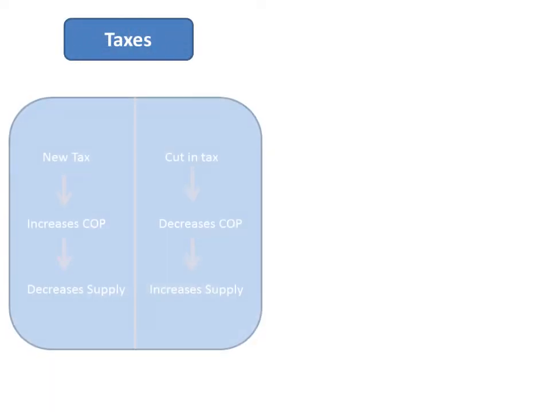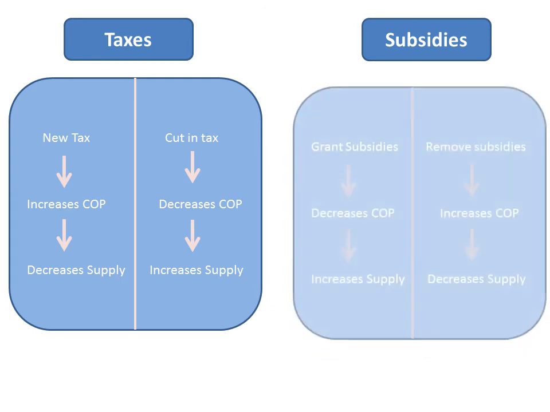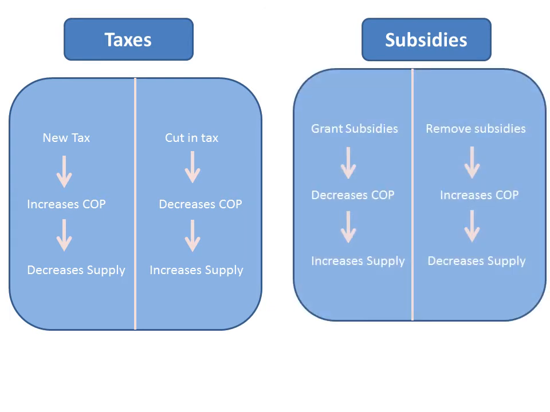Taxes are the payments we make to the government. So when there is a new tax, it will add to our cost of production, so our supply will decrease. And when there is a cut in tax, it will decrease our cost of production so that the supply will increase. Subsidies are the grants given to the suppliers by the government. So when a new subsidy is given, it will reduce the cost of production and increase the supply. When they remove a subsidy which they were giving before, it will increase our cost of production and will decrease the supply.